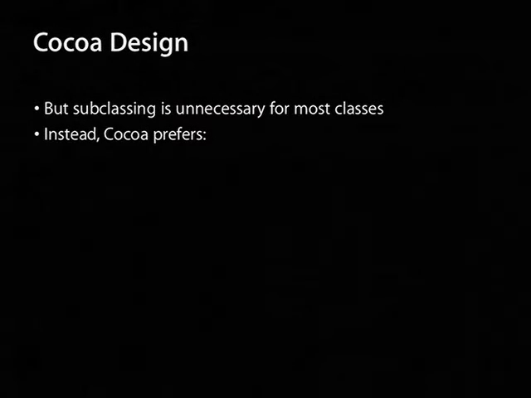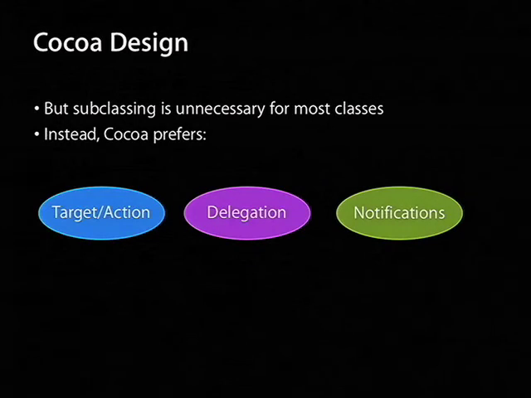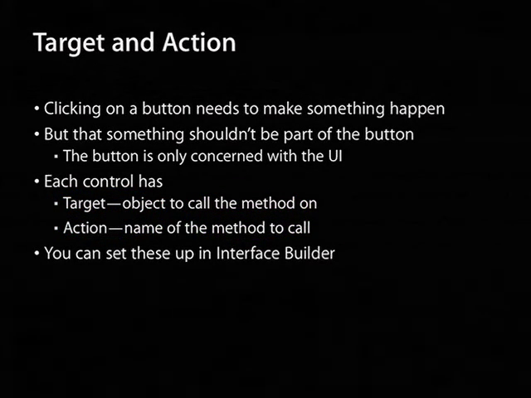Subclassing is not necessary for most classes. With NSView, most of the time you don't have to subclass. We have three different methods for separating the logic from the class: target-action, delegation, and notifications. Target-action means that when you click a button, it needs to make something happen, and the way it does that is by every control having what's called a target and an action. The target is the object that will receive the message, the object where your code lives, and the action is just the name of the method that will be called when the user clicks on the button. You can set these up very easily in Interface Builder, as you saw.